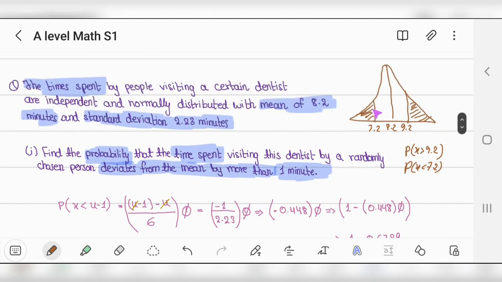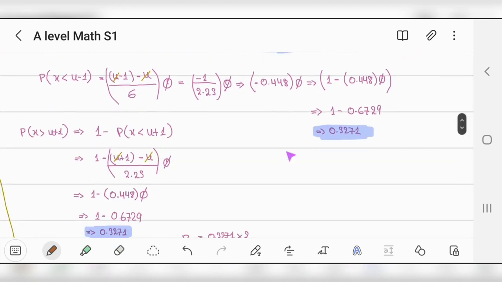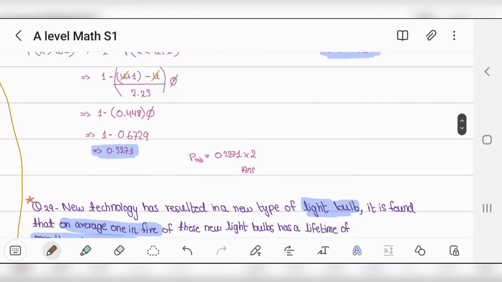And as for this one, you got the z-score which is in negative form, so you neglect the negative part and you get the probability from here. Then 1 minus this, and you will get this. Then you just add them up, and you will get the answer. Simple.